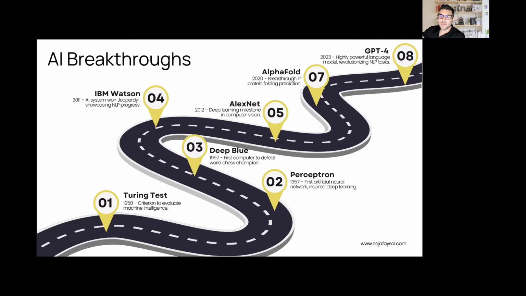And the father of computer science, Alan Turing, in the 50s created the Turing test. This is a criterion for evaluating intelligence, followed by the perceptron, which is an artificial neural network. This is the one that inspired the deep learning algorithms that most of modern AI is based on. So our AI systems are based on the founding theories that were created in the 50s and early 60s.